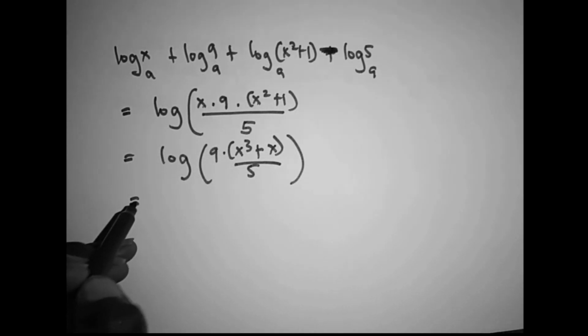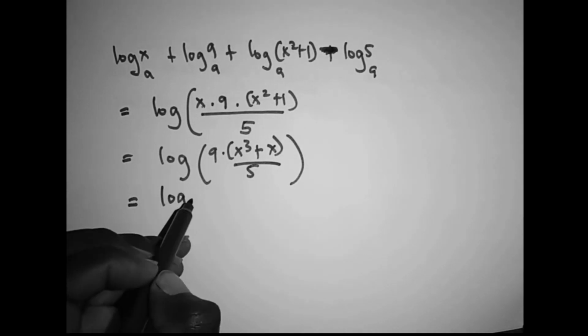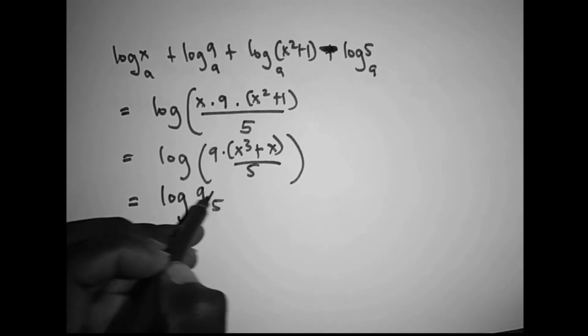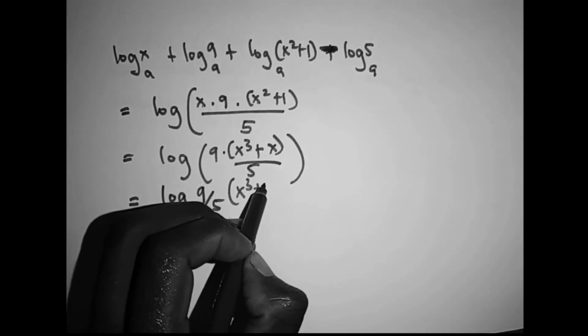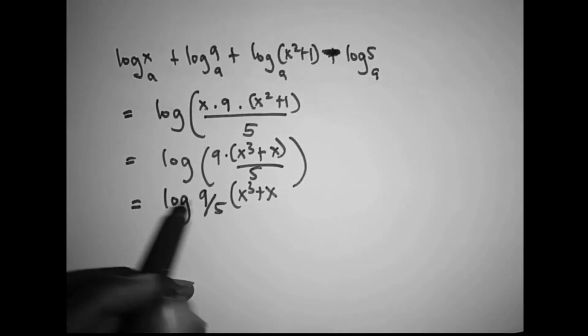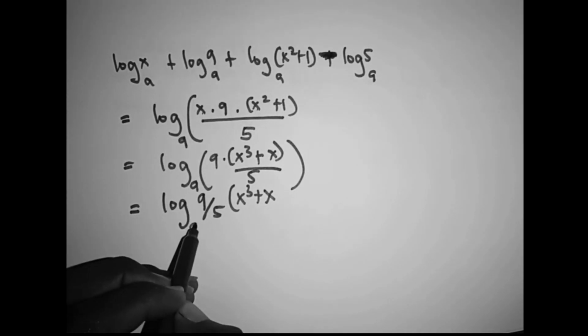So at the end of the day, the answer is going to be log 9 over 5 times x cubed plus x. But remember that the base was what? It was in base a. So let's repeat it. Base a.